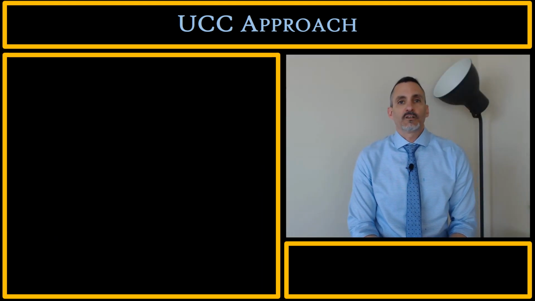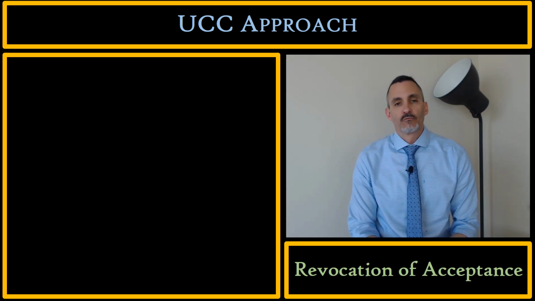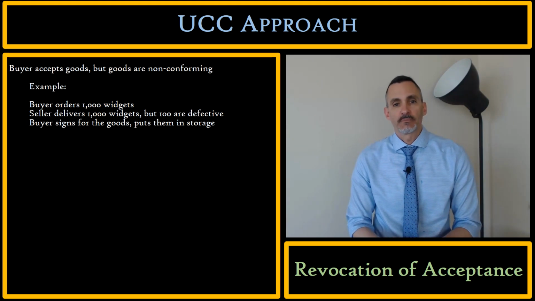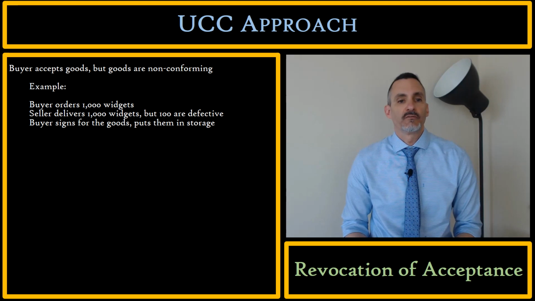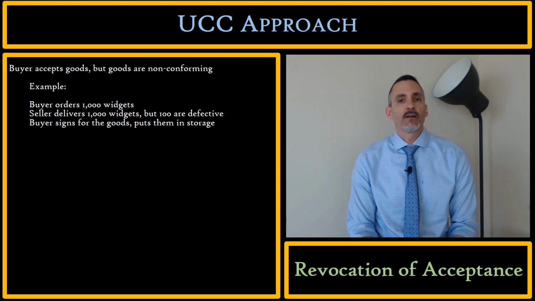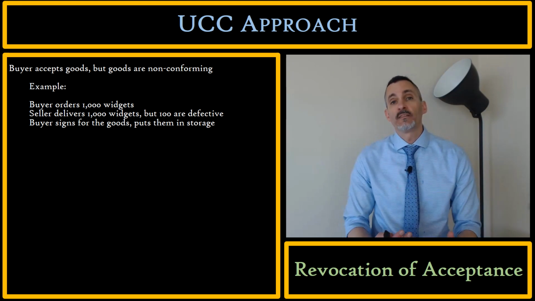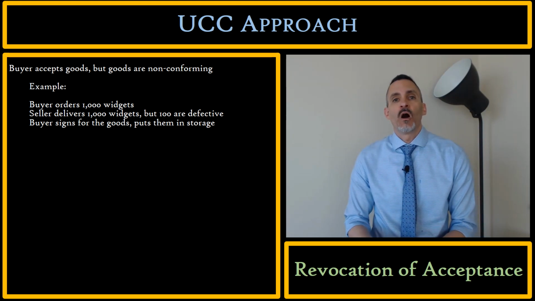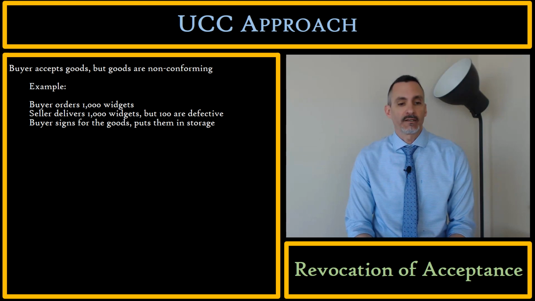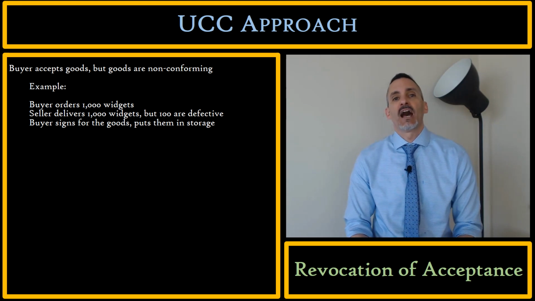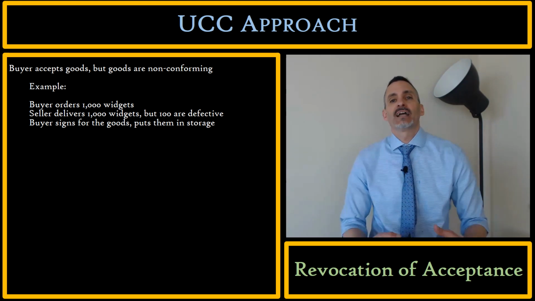All right, let's talk about revocation of acceptance, buyer's revocation of acceptance. Here's the general situation when buyer accepts goods, but the goods are non-conforming. So here's an example. Buyer orders 1,000 widgets, seller delivers 1,000 widgets, but 100 of them are defective. Buyer signs for the goods and puts them in storage. Okay, so buyer has not rejected the goods. Buyer has accepted the goods.